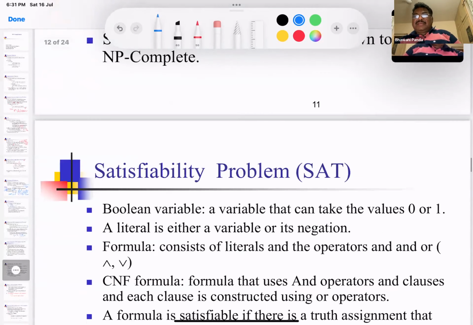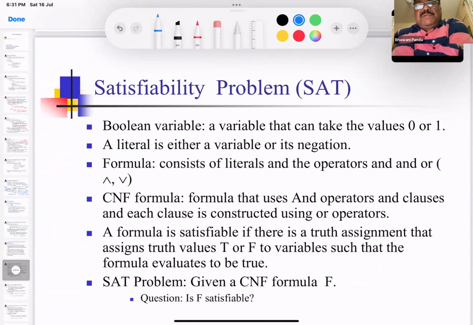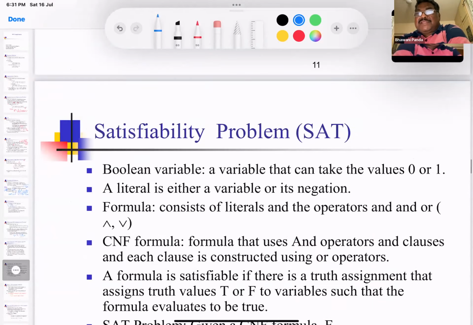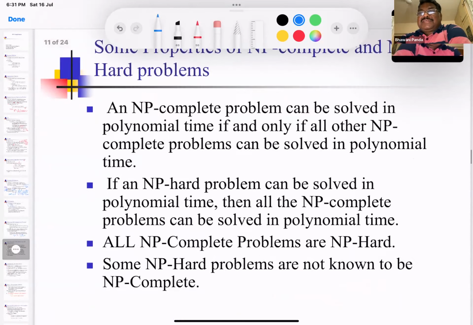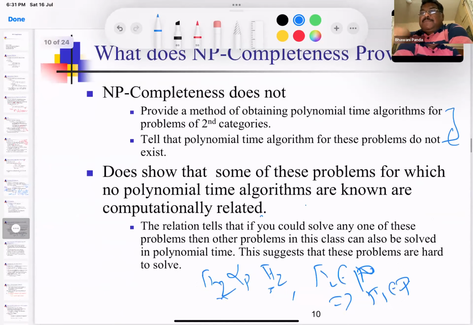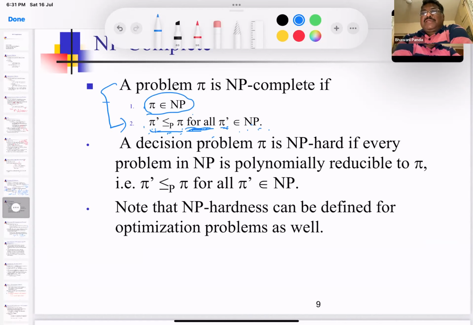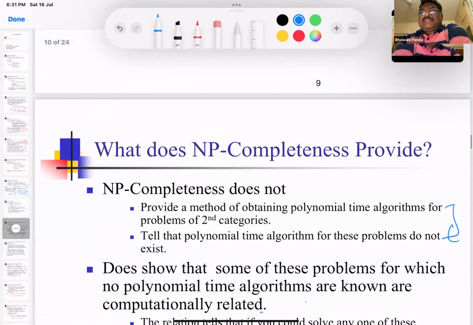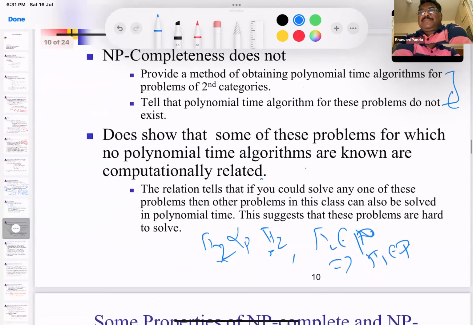Okay, so there is a problem called the SAT problem, the satisfiability problem. This problem was shown to be NP complete. This is the first problem which was shown to be NP complete using this definition, that means every problem in NP is polynomially reducible to SAT. So what is this SAT problem?